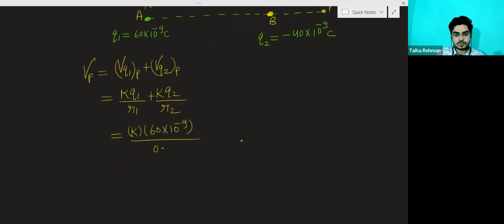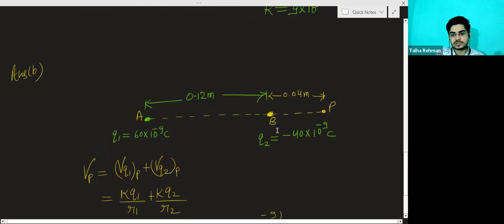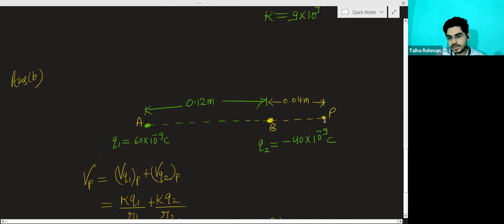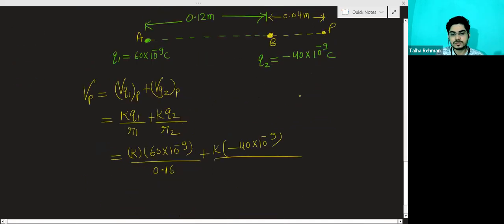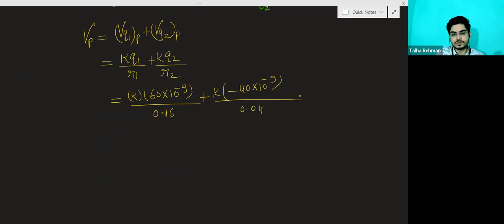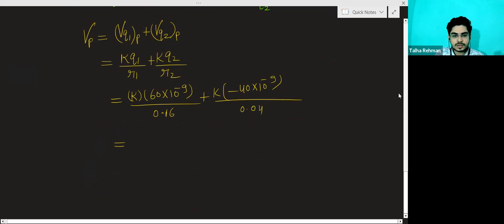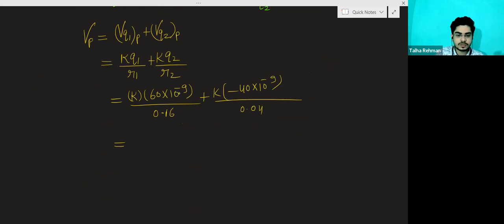It will become 0.16. Plus K into another charge, this minus 40 into 10 to the power minus 9, and this distance you will take from charge Q2. This point P is at a distance of 0.04, so it will be 0.04. Now take common here K and 10 to the power minus 9, so you will have 60 divided by 0.16 minus 40 divided by 0.04.